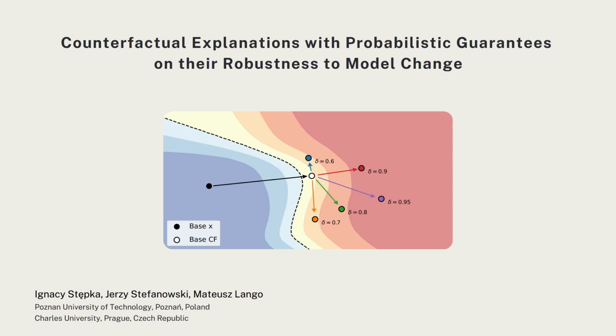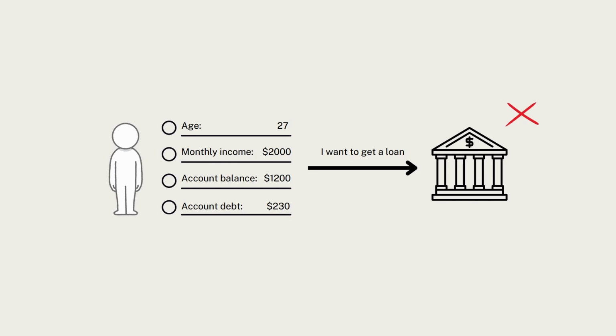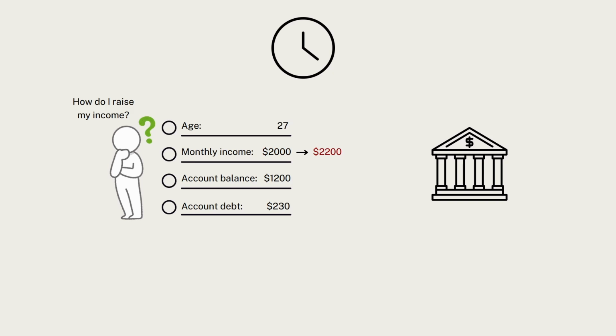Counterfactual explanations make black box models decisions more understandable and actionable. Let me explain. Imagine you applied for a loan, but your application was declined. In such a case, a counterfactual explanation would suggest what you should improve in your financial profile to receive a favorable outcome. But what if you actually need 3 months to raise your salary by $200?